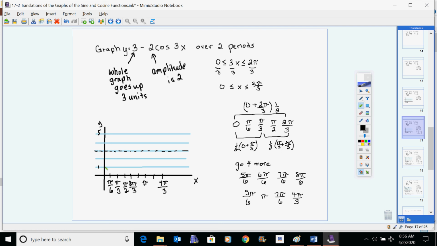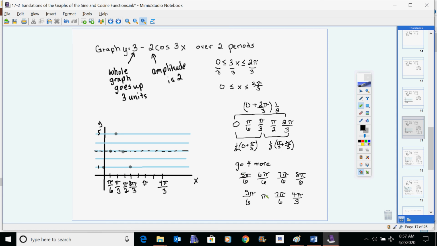I've got down, middle, up, middle, and down. There's one of our periods for our upside down cosine. Also, we need to go 4 more, and here are our calculations for our 4 more. We can notice that the gap is 1/6, 2/6, 3/6, 4/6. That should make sense. 1/6, 2/6, 3/6, 4/6, 5, 6, 7, 8 sixths.